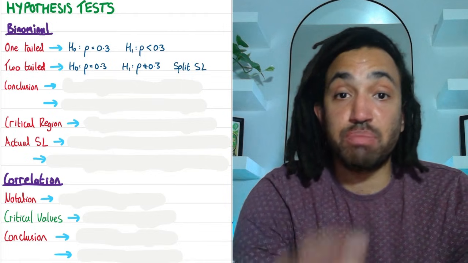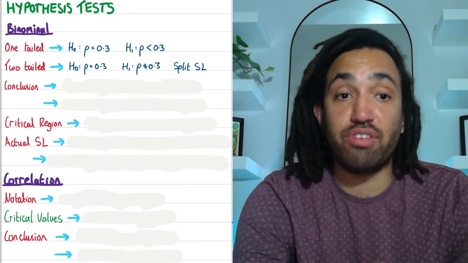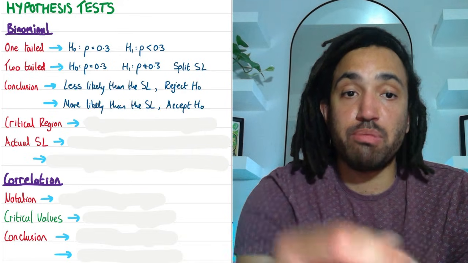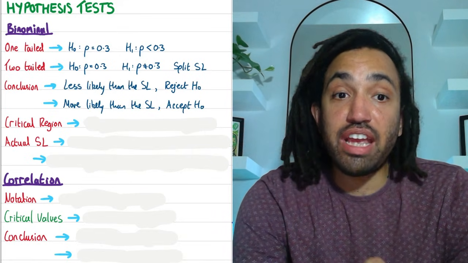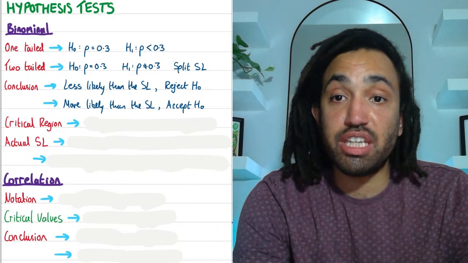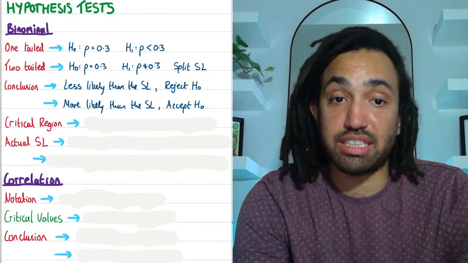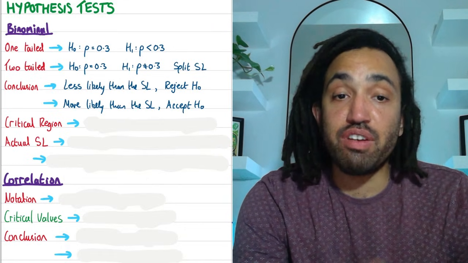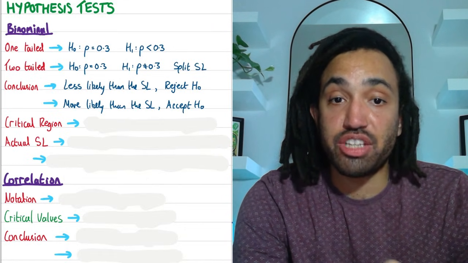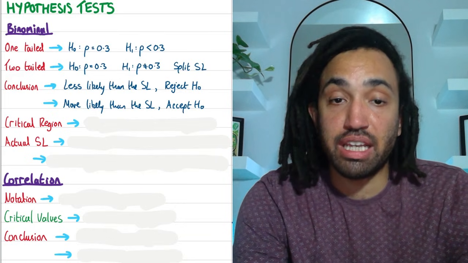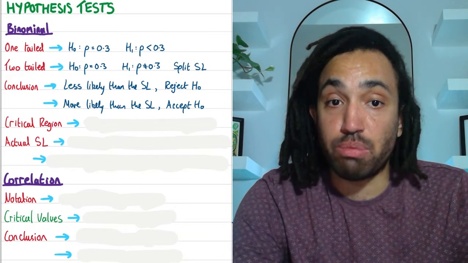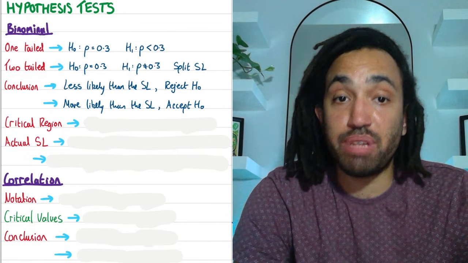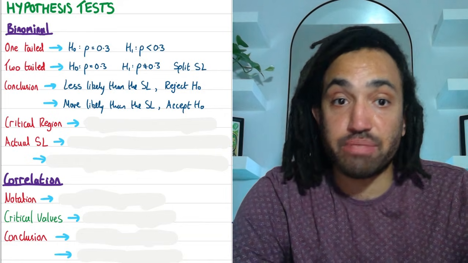And don't forget to split the significance level once you have identified it's a two-tailed test. Right, the conclusions. This is where people make a lot of mistakes. If the probability that you've calculated from your test statistic is less than the significance level, then it's a very rare event and it's not likely to occur with the old probability. That means we must reject the old probability, H0, and we must accept the fact that the probability has changed.